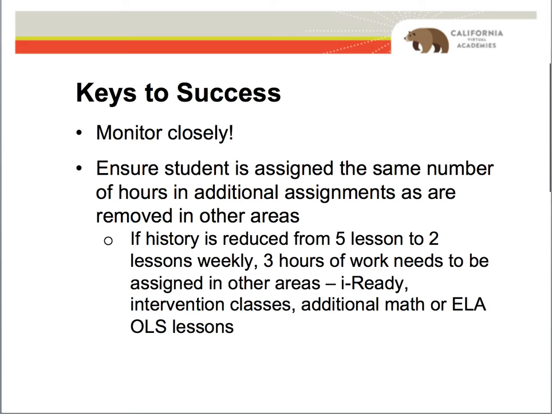You also need to ensure the student is assigned the same number of hours in additional assignments as are removed in other areas. For example, if history is reduced from 5 lessons to 2 lessons weekly, then 3 hours of work needs to be assigned in other areas to make up for the 3 hours of lessons removed in history. This time can come from iReady, intervention classes, or additional math or English language arts OLS lessons.